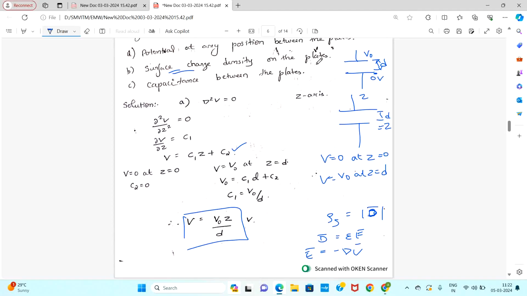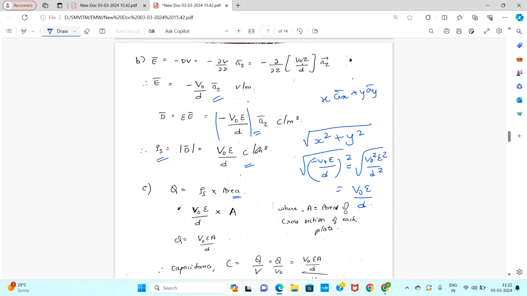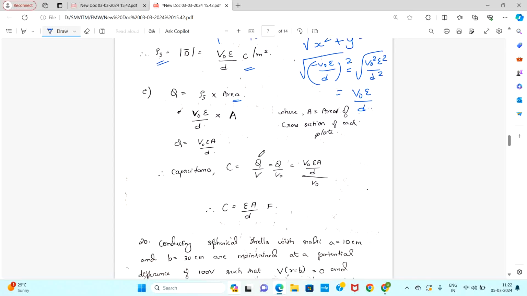Rho S, the surface charge density, is calculated. The last one is the capacitance between the plates. For finding the capacitance, you need to know the charge value, and charge is nothing but surface charge density into area. We don't know what system is mentioned here, so I'm going to denote the area as A, because I cannot find the equation for area. I'll just keep the area as the letter A. By substituting that, I got this charge, and charge divided by V naught gives me the capacitance value. This is the equation for a parallel plate capacitor.